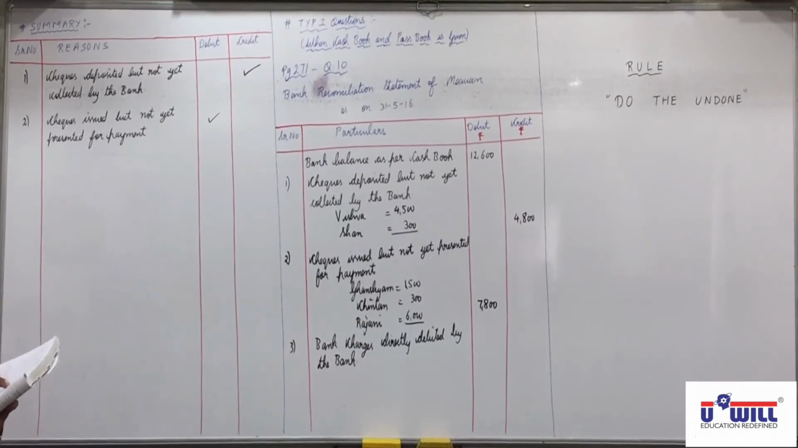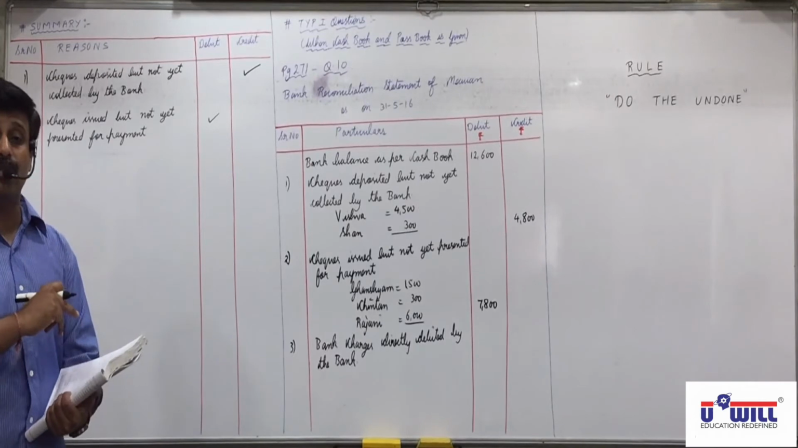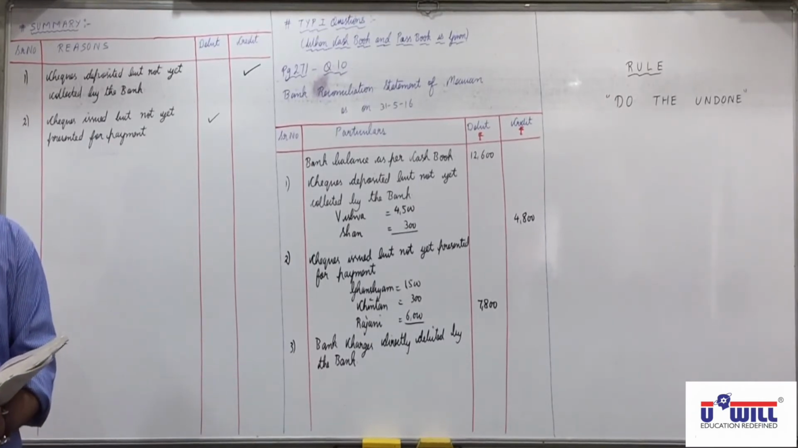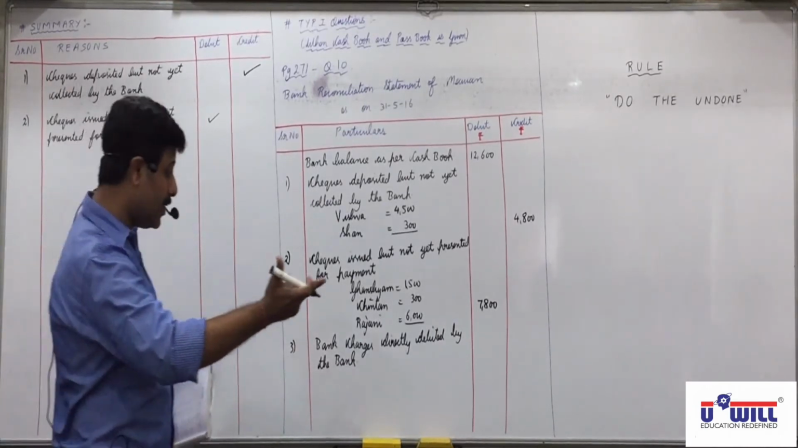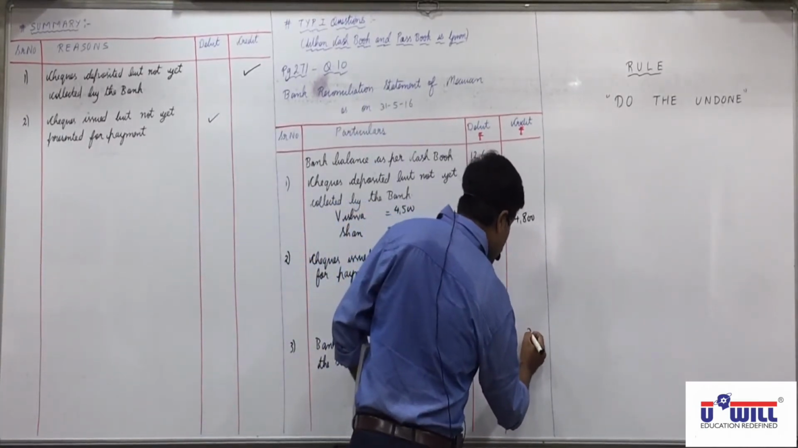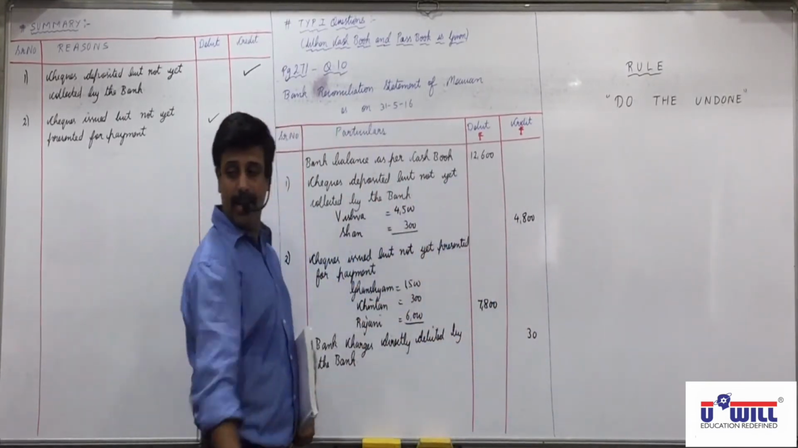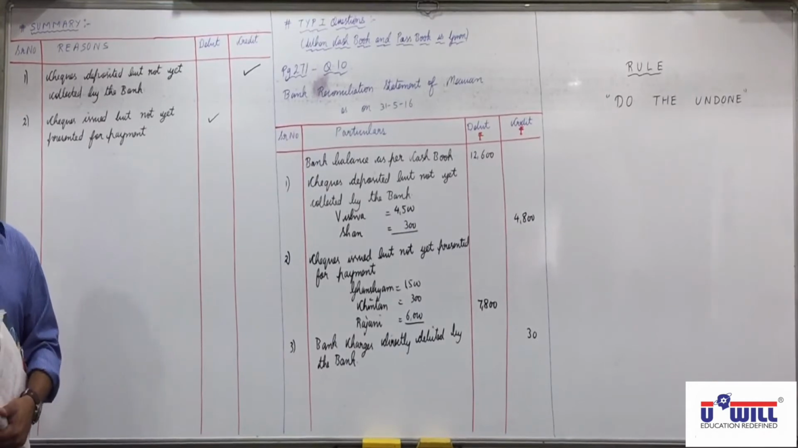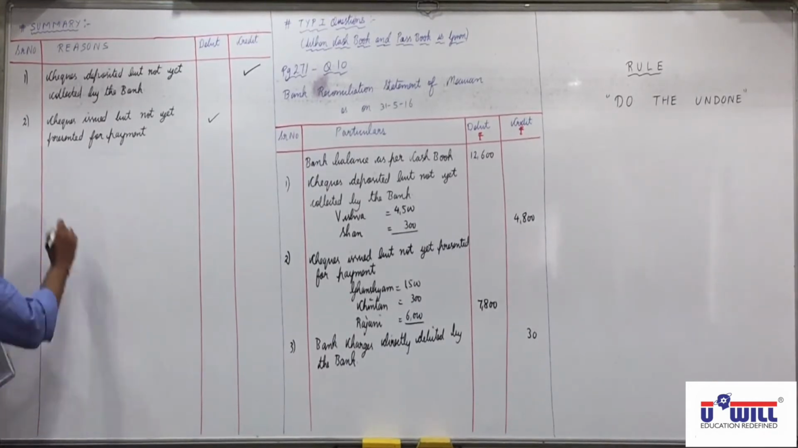Now, this 30 rupees of bank charges is debited in the passbook. All of you, this 30 of bank charges is debited in the passbook, but not credited in the cash book. So credited in BRS. Did you understand this? It is debited in passbook but not credited in cash book, so credited in BRS. Any doubts up till here? Okay. So what is the third reason?